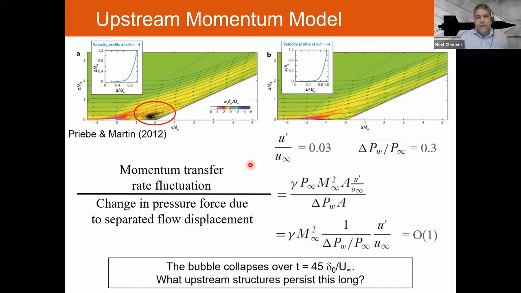Now, it takes about 45 outer scale time scales, or delta 0 over U infinity. You need structures that are 45 delta long, say, if you want an upstream boundary layer fluctuation to do this collapse, right? And it has to persist for a very long time. So you just say, well, what in the boundary layer is actually persisting for 45 delta, right?